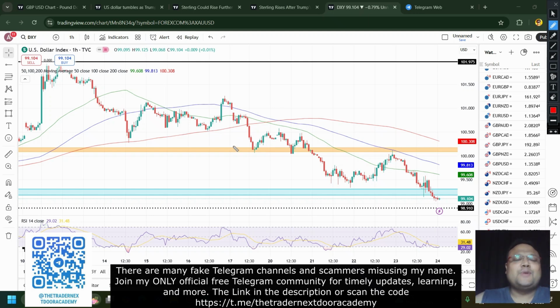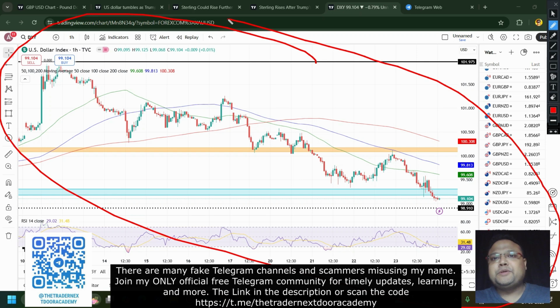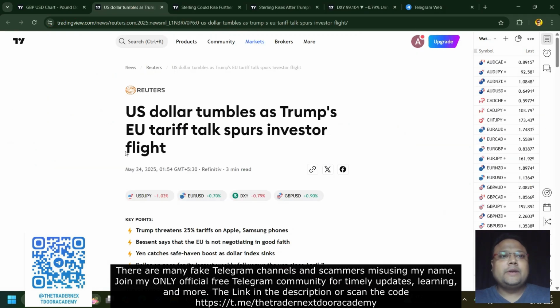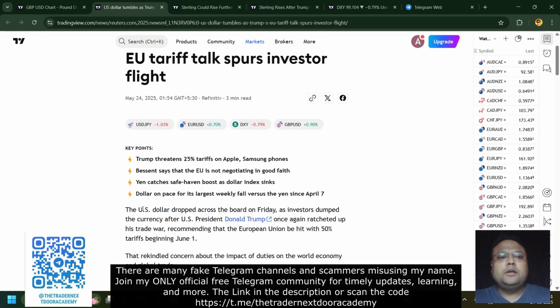So this is the DXY. As we all know, Euro USD and GBPUSD are bullish and the dollar index is under pressure for the last few days. DXY is trading below 100 right now and the selling pressure is still continuing. You can see the headline: US dollar tumbles as Trump's EU tariff talks spur investor flight. The US dollar dropped across the board on Friday as investors dumped the currency after US President Donald Trump once again ratcheted up his trade war, recommending that the European Union be hit with 50% tariffs beginning June 1.